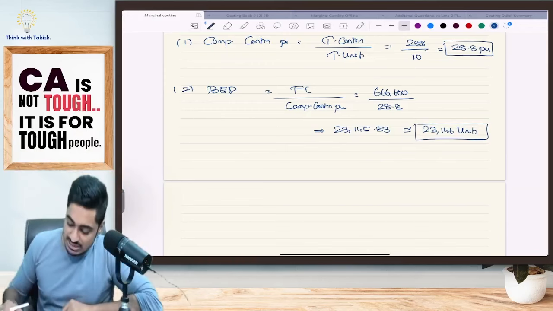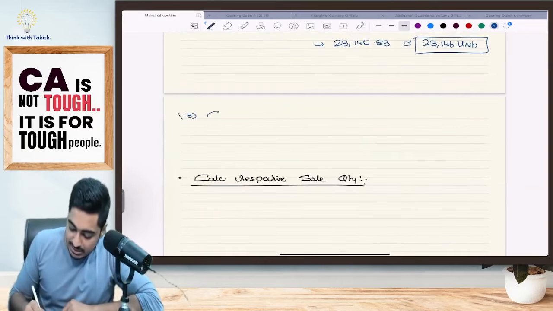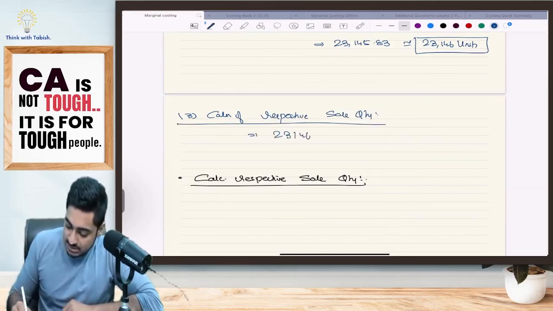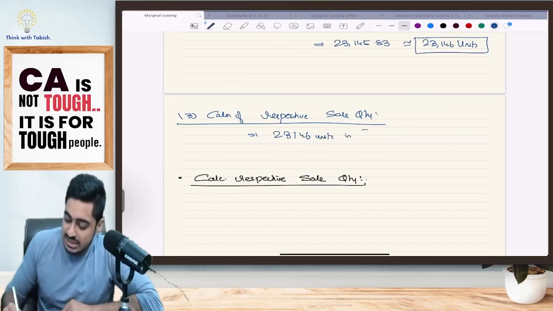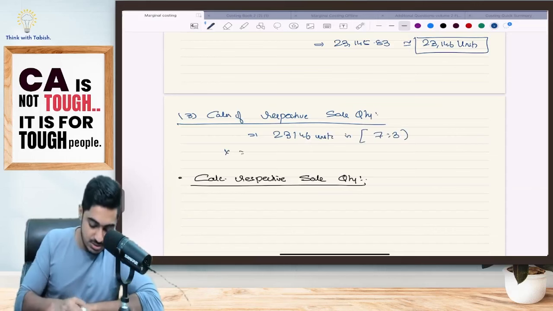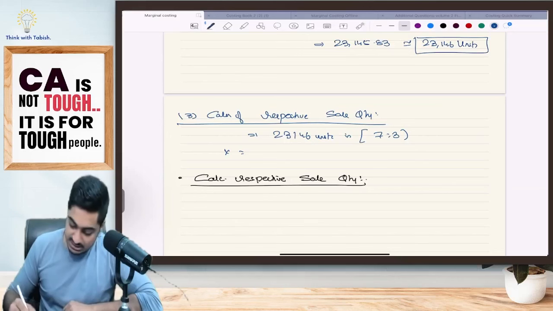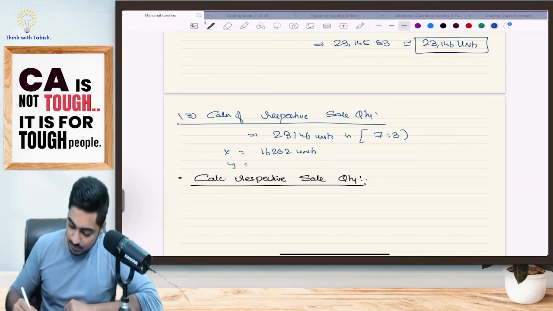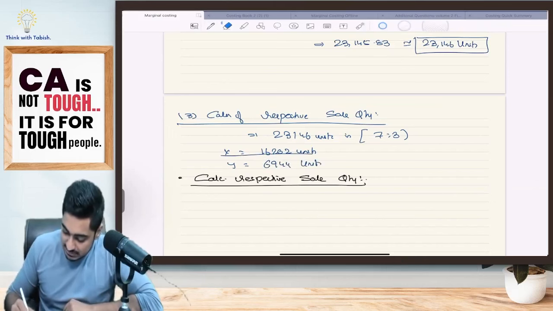But I want the individual sale quantity. So let me calculate the respective sale quantity. Tell me, total how much am I selling? Total 23,146 units. In which ratio am I selling X and Y? In the ratio 7:3. That means X is 7 by 10, which is 16,202 units. Yes or no, everyone? Y is 30%, which is 6,944 units. Is this clear? Give me a confirmation, everyone.